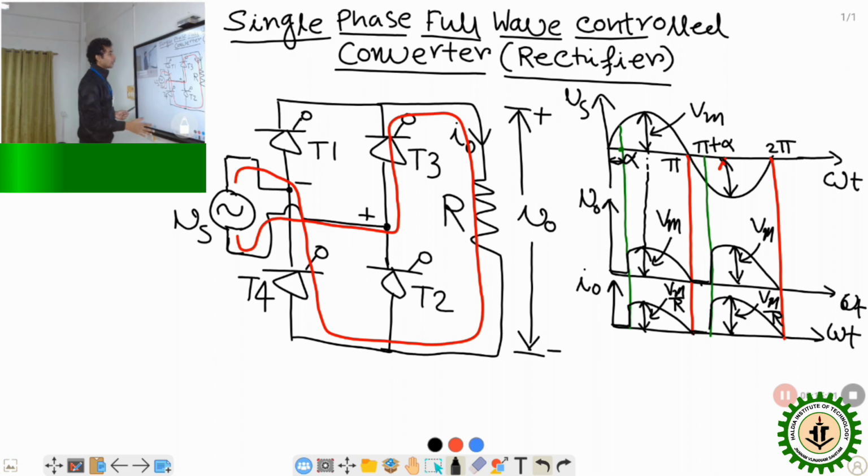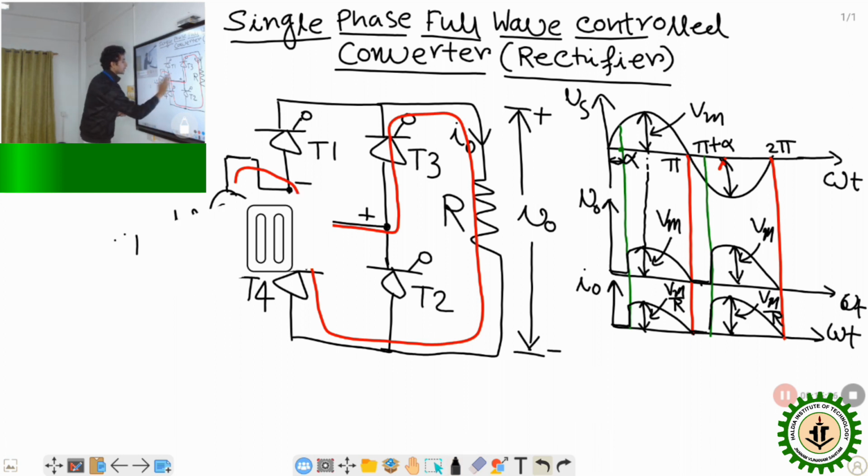Now why is it called controlled? Because here the output voltage or the current we can control. How can we control? For that we need to derive the equation of the output voltage. For that I have to remove the circuit diagram. I am removing the circuit diagram so that looking at the waveform we can derive the output voltage.